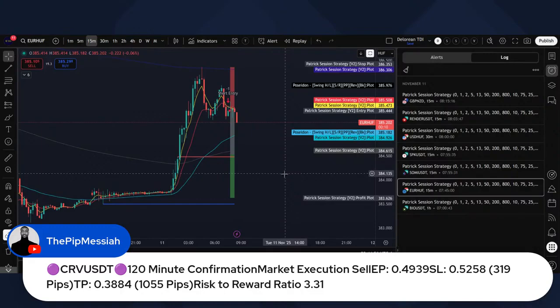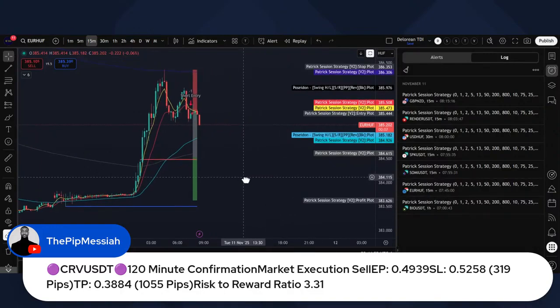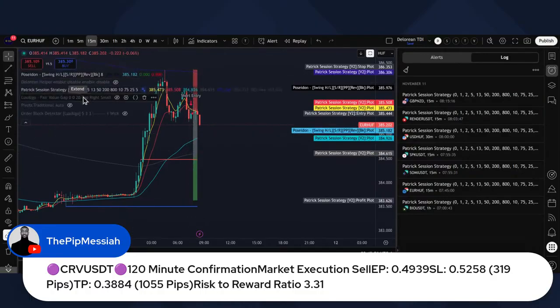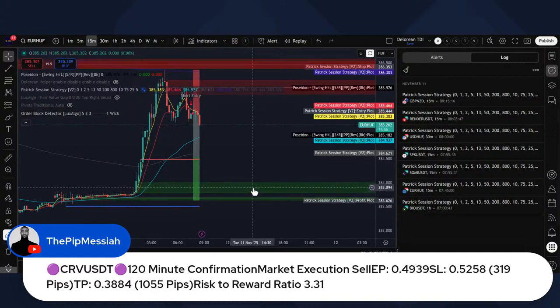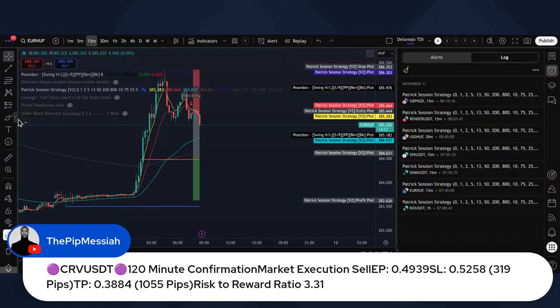And we have a sell on Euro Huf. Problem is, it's not the right setup. We got blue, aqua, gray. That's resistance below current price. Yeah, that's not a setup we want.